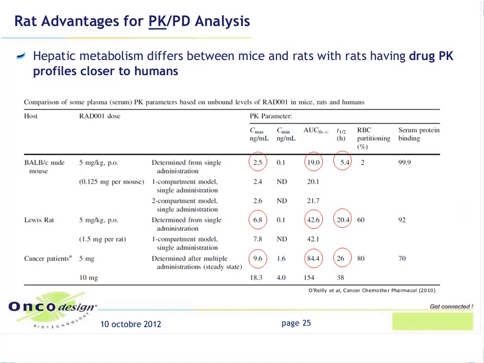The hepatic metabolism differs between mice and rats. It is known that the metabolism of rats is closer to human. For example, interesting pharmacokinetic profiles of everolimus suggest that the maximal concentration, the area under the curve, and the half-life of the compound in plasma attained by mice are considerably lower than those obtained in humans, whereas in rats, these parameters are closer to those attained in patients.